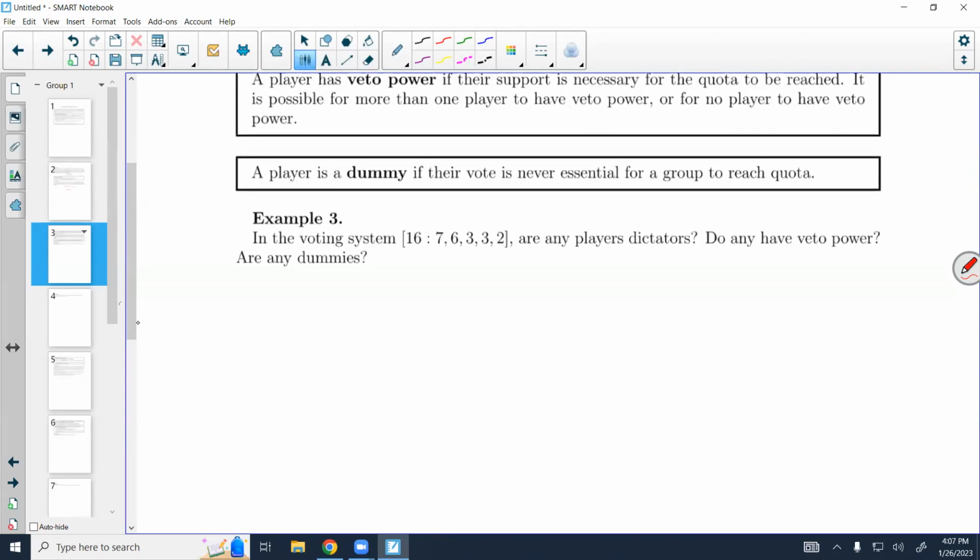So let's look at this voting system here. Our quota is 16. So are there any dictators? Is there anybody that has 16 or greater weight? Our weights being 7, 6, 3, 3, and 2. Anybody whose weight is 16 or more? So there are no dictators. And what about veto power?